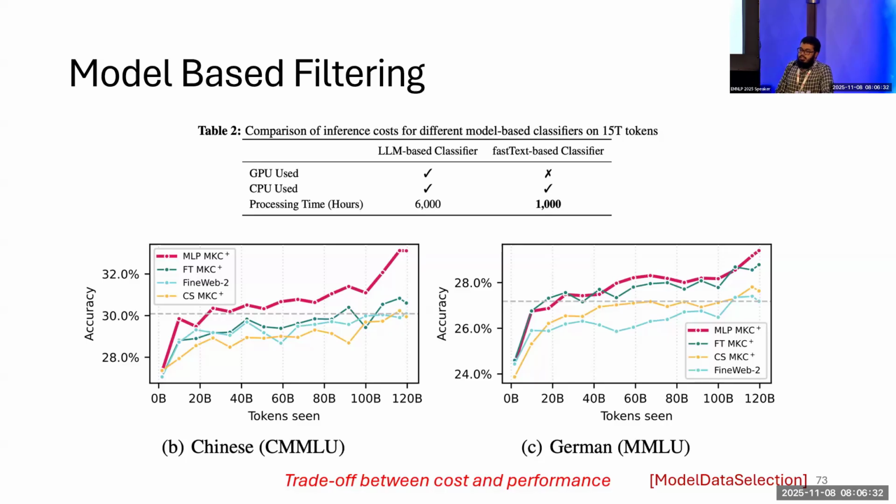For example, in Chinese, you see the pink line that is dominant. That's an LLM-based classifier, and that has much higher performance as compared to the fastText-based classifier. Whereas for German, both have about the same performance. So there's a trade-off between cost and performance, and you must decide it for your own language.